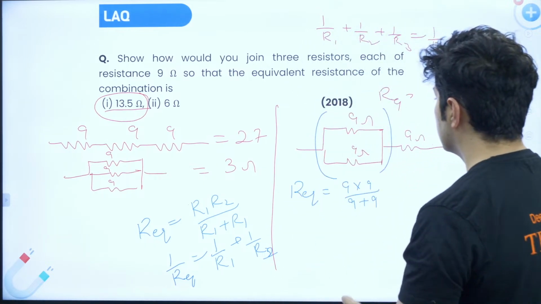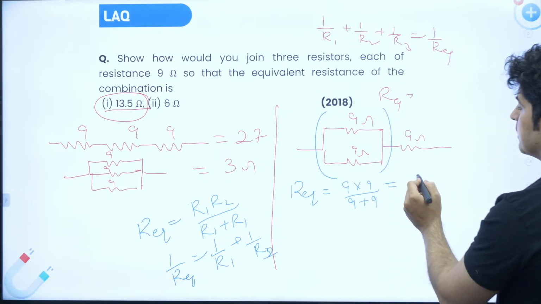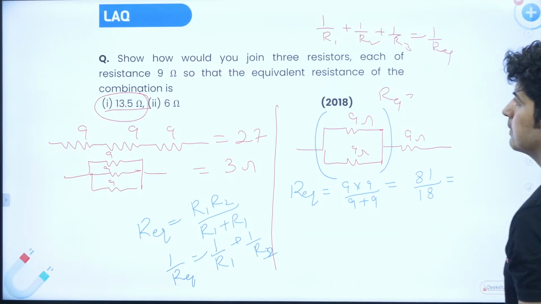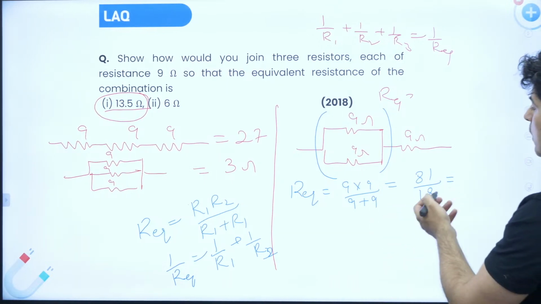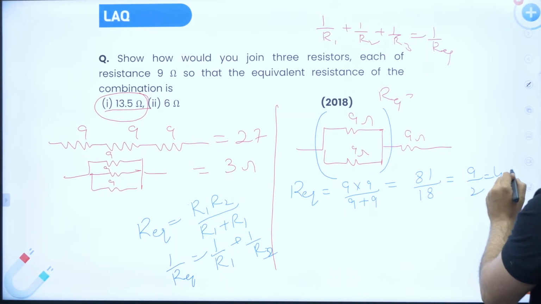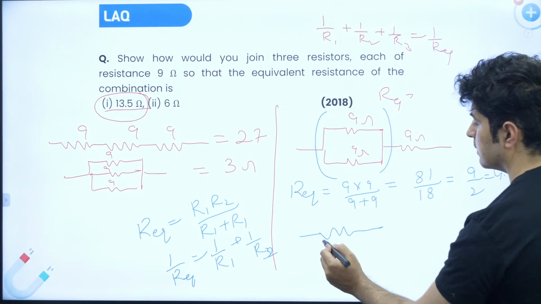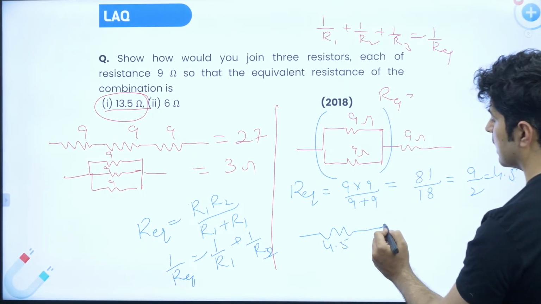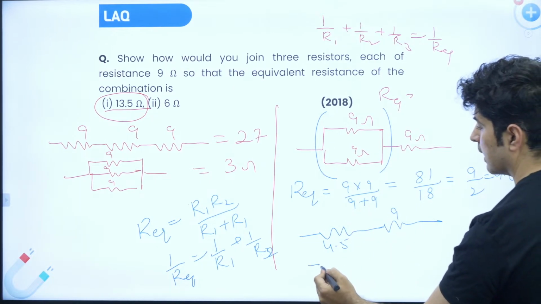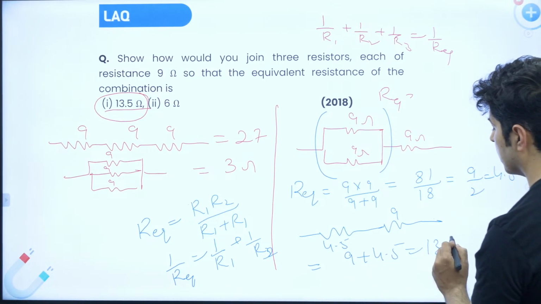All right. So here we have 81 by 18. You can see 81 by 18, right? So you can divide this, 9 by 2. That comes to be 4.5. And let's say this is 4.5 now, and this one is 9. Now these 2 are in series. I can just add 9 plus 4.5, that gives me 13.5 ohm.